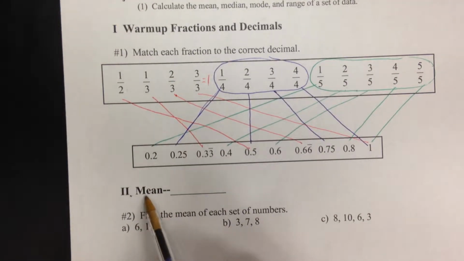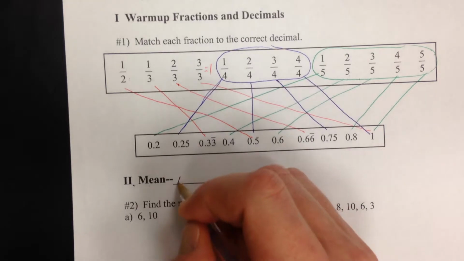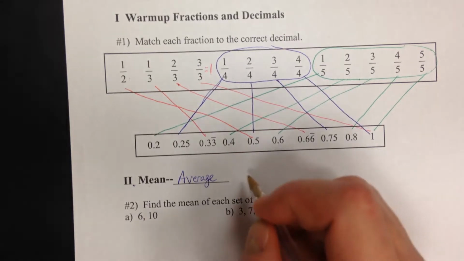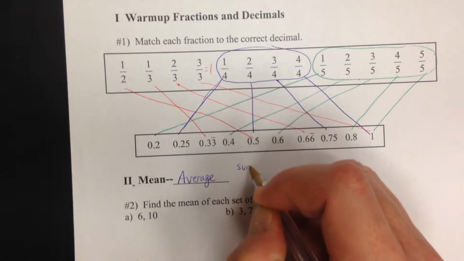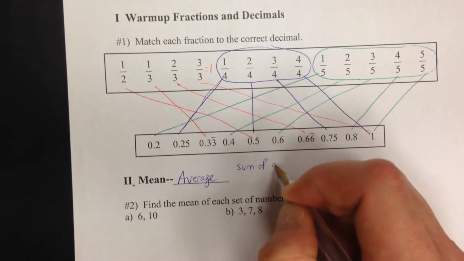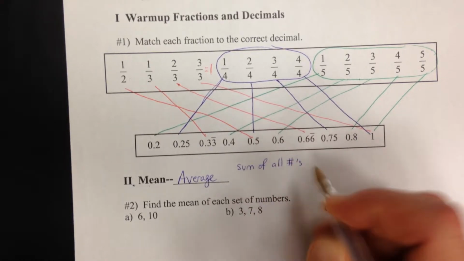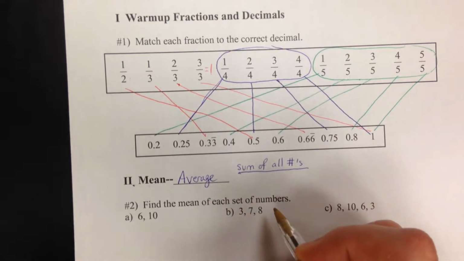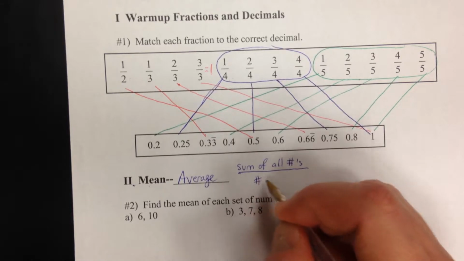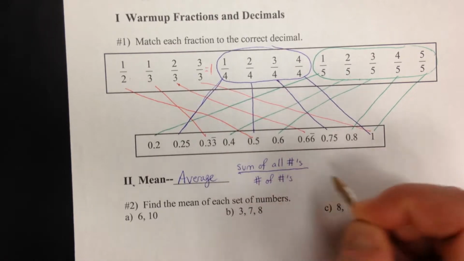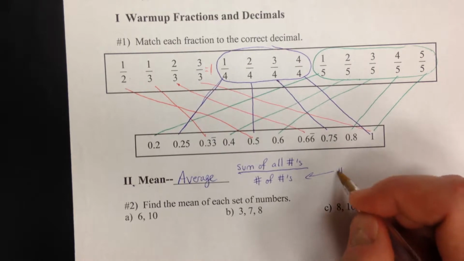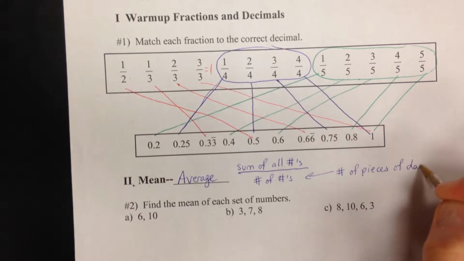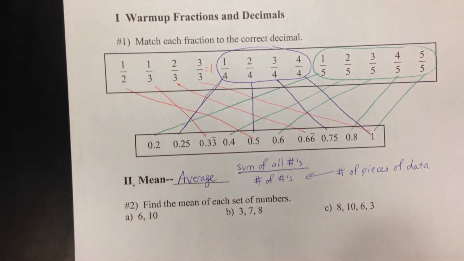Now, section 2 here, the mean. The mean is another word for average. And the way we calculate that is we take the sum of all the numbers, the sum of all, I'm going to put a number symbol there, so the sum of all the numbers, so you add them up, and we divide by the number of numbers. Or you might think of it as the number of pieces of data. How many numbers do you have? How much data do you have?